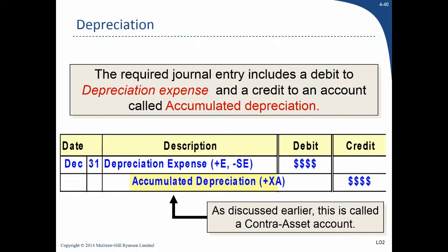So as I was saying, if we have two classes of assets, if we have furniture and we have equipment, they're probably going to have different rates of depreciation. Furniture might last for 2 years, equipment might last for 10 years. So you have to be specific. You have to say depreciation expense, furniture, accumulated depreciation, furniture, okay?